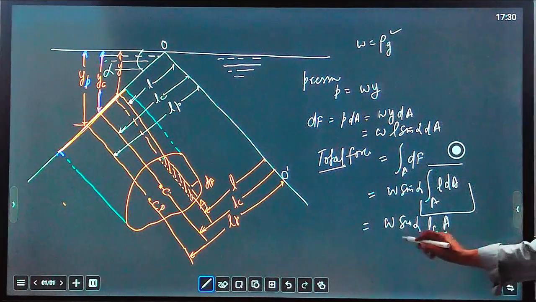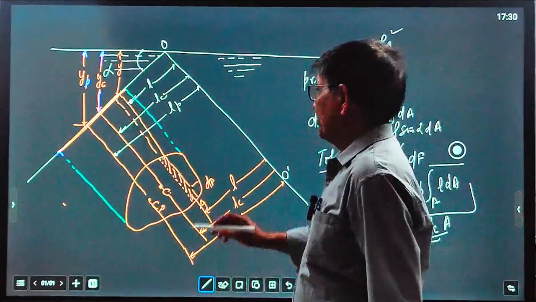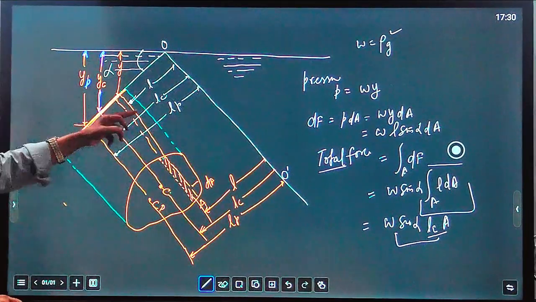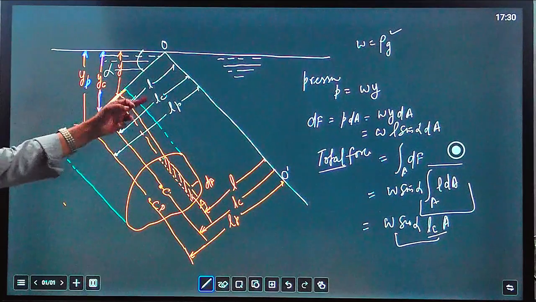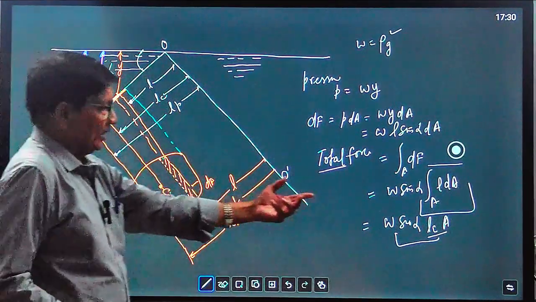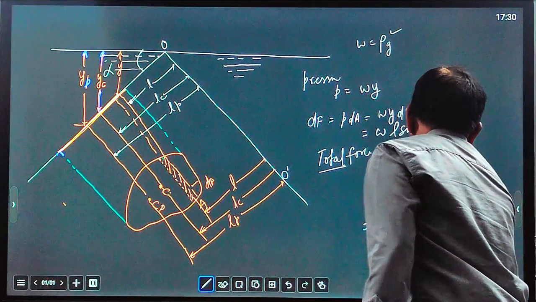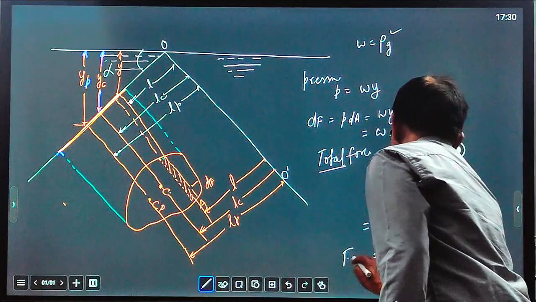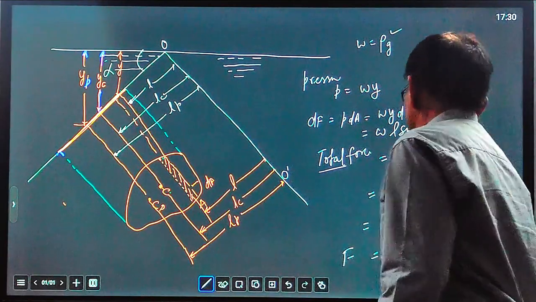Now you see that LC sin alpha equals YC. From the equation you can see LC sin alpha equals YC, because YC upon LC equals sin alpha. So you can write omega YC into A. The whole force is equal to omega YC into A. Here sin alpha is missing; there is no value of sin alpha.